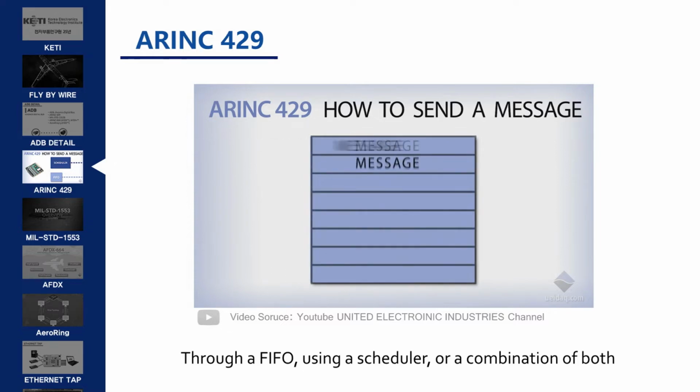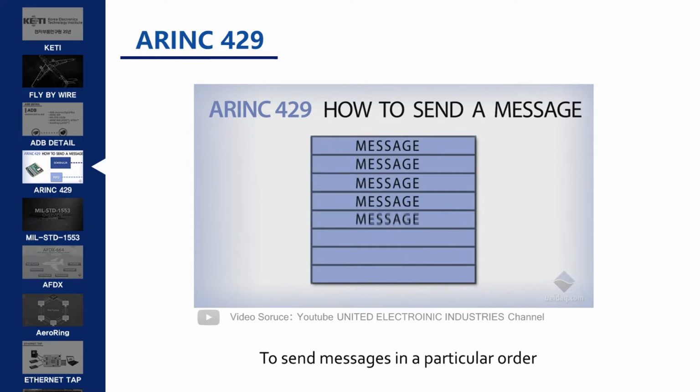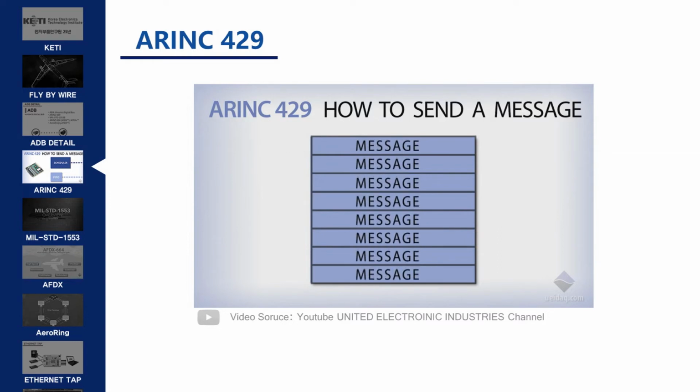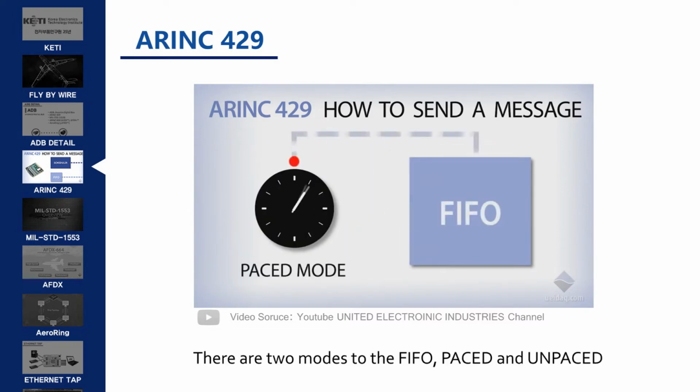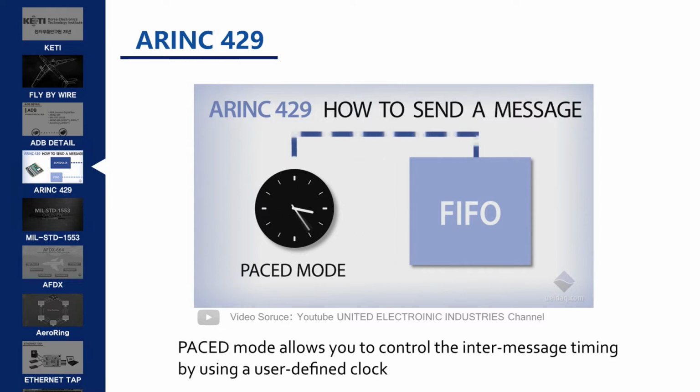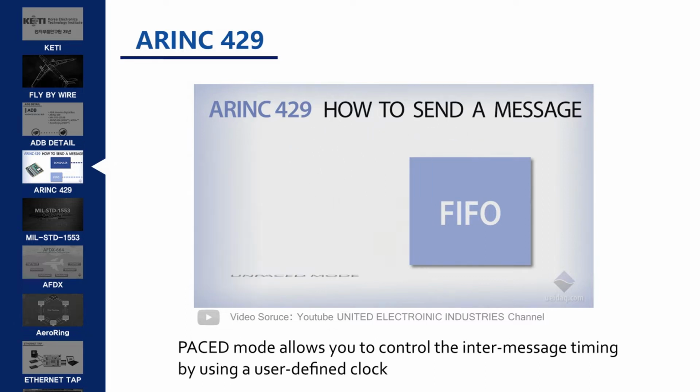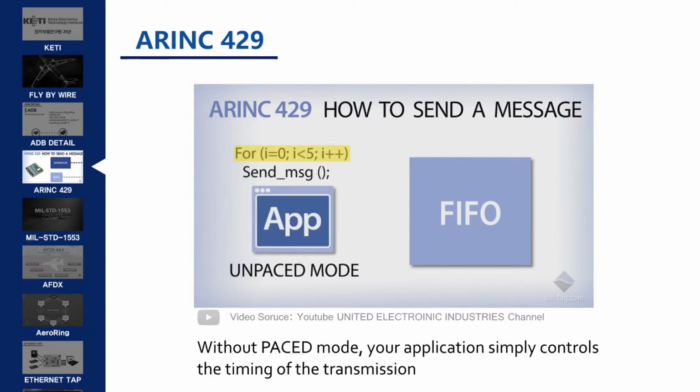FIFOs are commonly used in software to send messages in a particular order. The UEI 429 I/O board provides you with a 256-word output FIFO. There are actually two modes to the FIFO, paced and non-paced. Paced allows you to control the intermessage timing by using a user-defined clock. Without paced mode, your application simply controls the timing of the transmission.